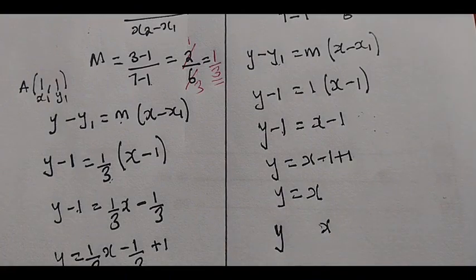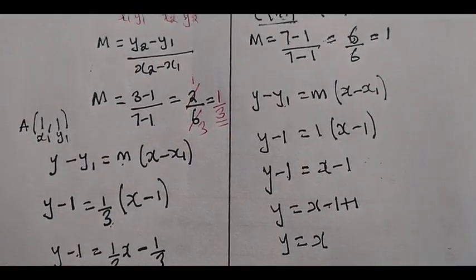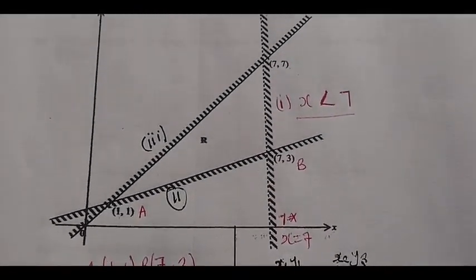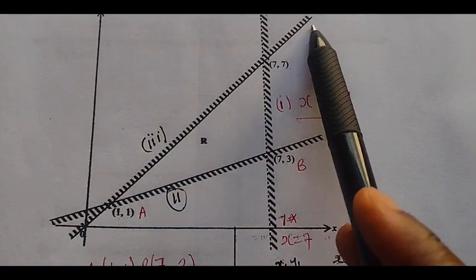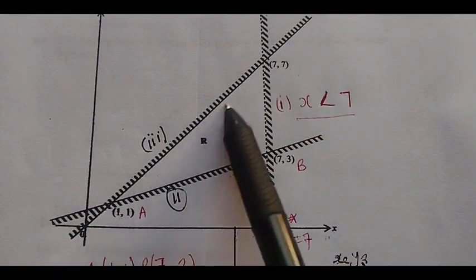Now, which inequality sign are we going to use? We come back to our diagram. This is the line. Now, what type of a line is it? You can check.